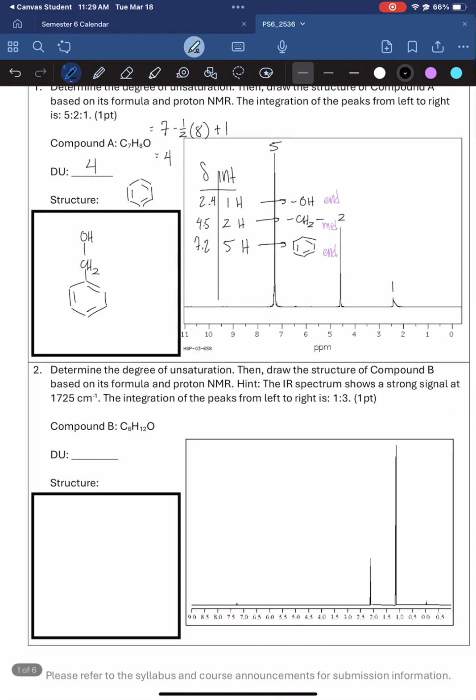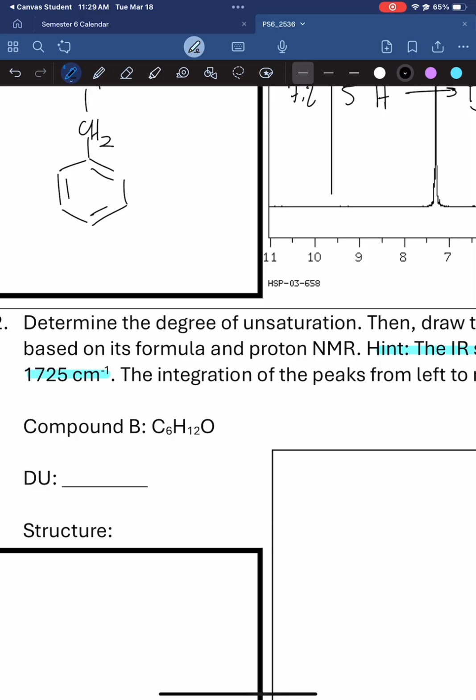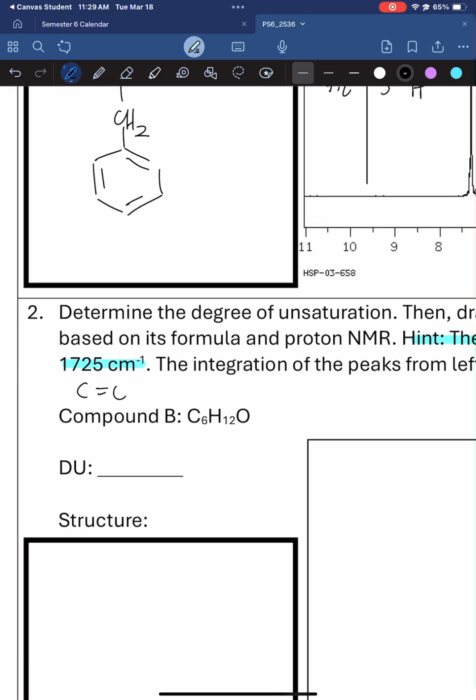Determine the degrees of saturation, then draw the structure of compound B based on its formula and proton NMR, and right here, very important information, the IR spectrum shows a strong signal at 1720. Right immediately, that should jump out to you that this is a carbonyl group. So if we look at our compound, we have our C6H12O. We can kind of already know that the C=O is going to count for this oxygen, and there probably isn't going to be an alcohol anywhere in here.